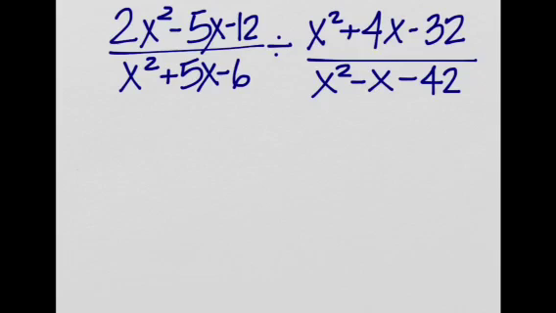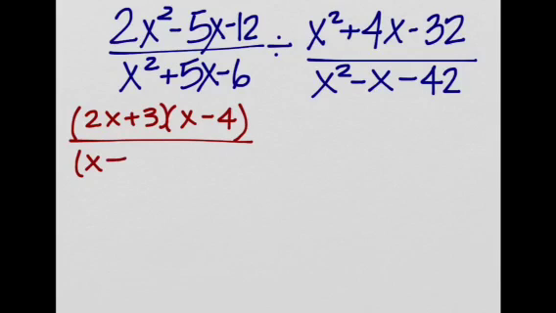Here we have 2x squared minus 5x minus 12 over x squared plus 5x minus 6, divided by x squared plus 4x minus 32 over x squared minus x minus 42. I'm actually going to factor the first fraction first, instead of rewriting it as it is. So the first fraction factors to 2x plus 3 and x minus 4 over x plus 6, x minus 1.